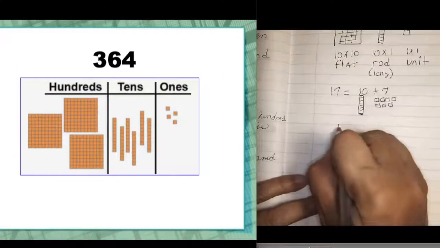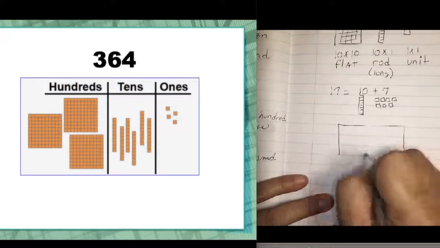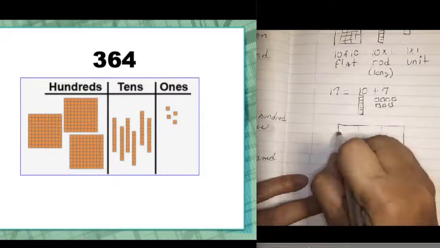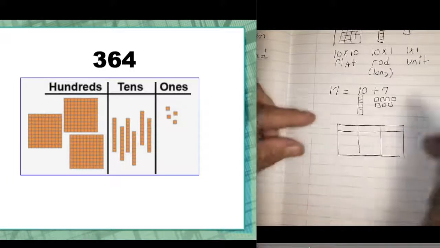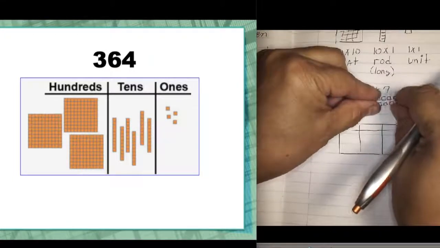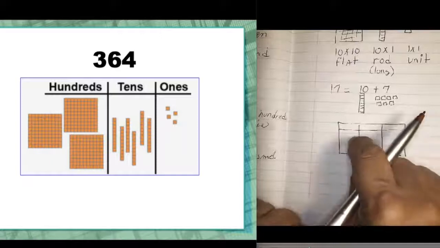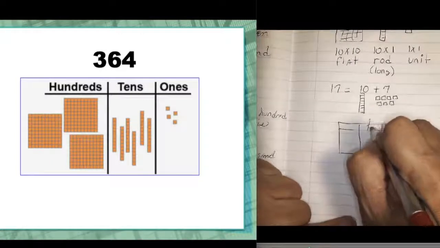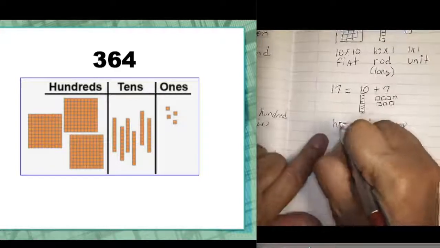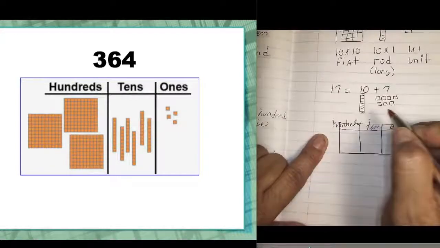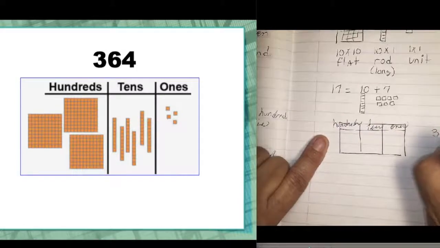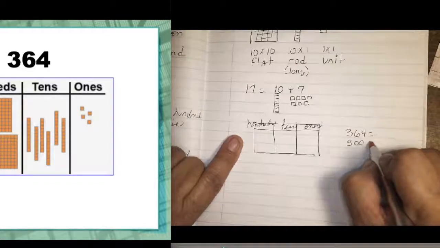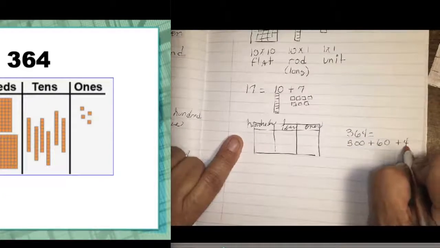Now we could also use a place value mat, which is a large sheet of paper or a file folder, and it just helps us to organize our pieces. So as we're grabbing our base 10 blocks, we're putting them in the correct region to represent ones, tens, and hundreds. So let's look at the number 364. Remember that is 300 plus 60 plus 4.